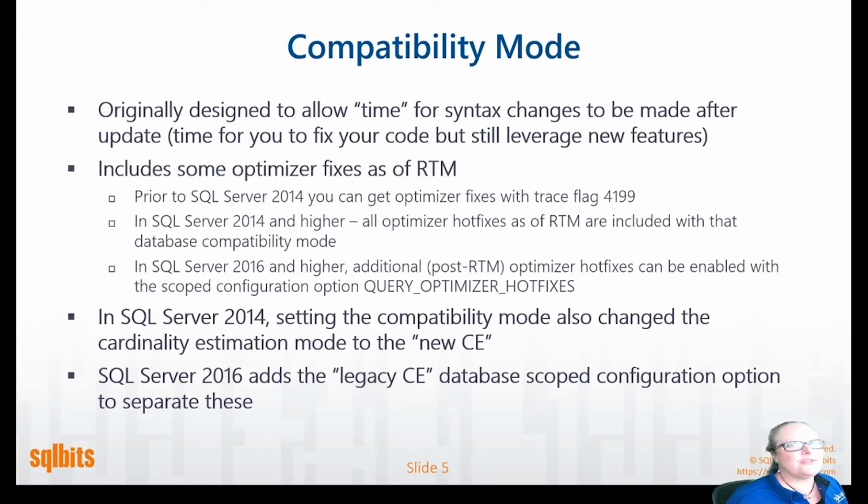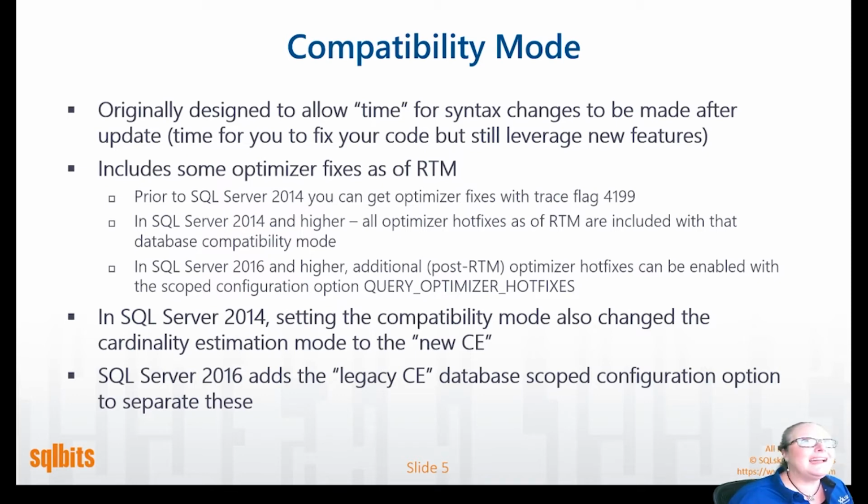But in 2014, if any of you are still running 2014, it's a little bit funky, because if you change your compatibility mode to 2014, you get the new CE and you get the optimizer fixes and so forth. But you can't really get the optimizer fixes without using the new CE unless you change individual code or you change a server trace flag. And I think that's a little bit not what I want to do. And I did list it on here. You can get the optimizer fixes, if you want just those, with trace flag 4199.